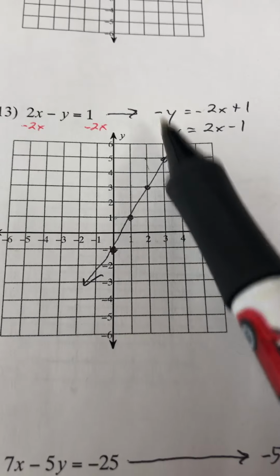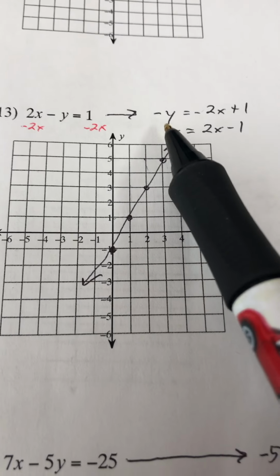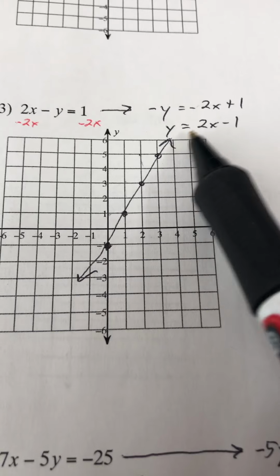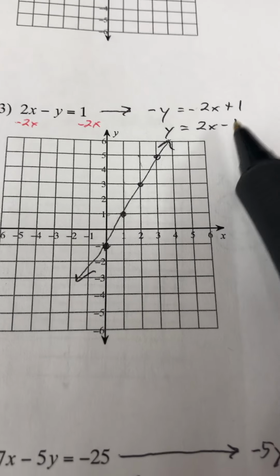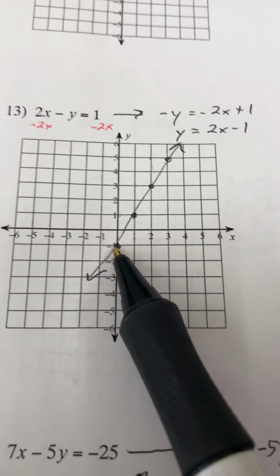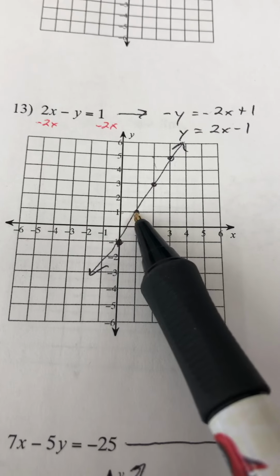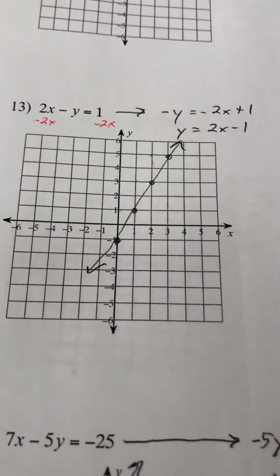I end up with a negative y. I want to know what y is. So if I change the sign on this side, I have to change the signs on this side. So I get y equals 2x minus 1. So I go to minus 1 as my y-intercept, and my slope is 2. Meaning I go up 2 over 1, up 2 over 1, up 2 over 1.